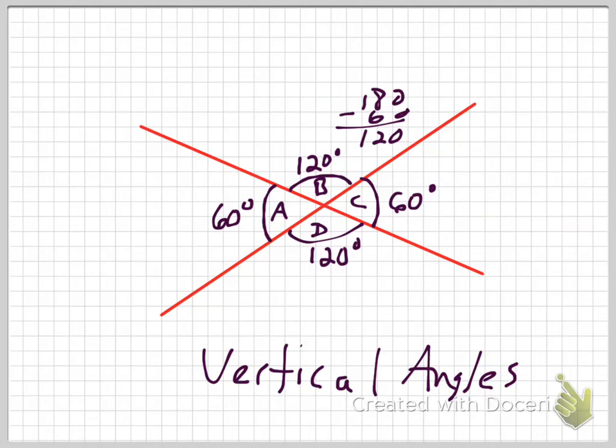When you have two lines that intersect, the opposite angles are vertical, which means that they are congruent. What does the word congruent mean? Equal or same, right? Congruent means same. So B and D are vertical, A and C are vertical. Do you understand that? Okay.